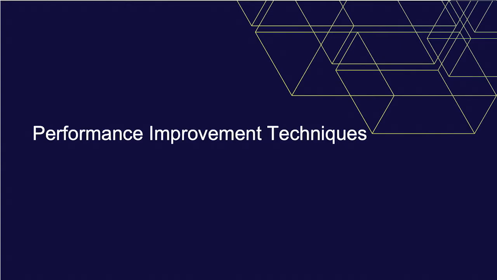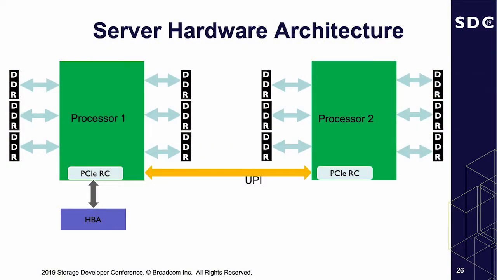I'll switch to the performance improvement techniques, because to get to this level of millions of IOPs from one HBA and less than 10 microsecond latency, there's a lot of stuff that we had to do. I will start with a standard 2-processor architecture. This is a very simple top-level diagram. You can see the DDR is tied to a processor.